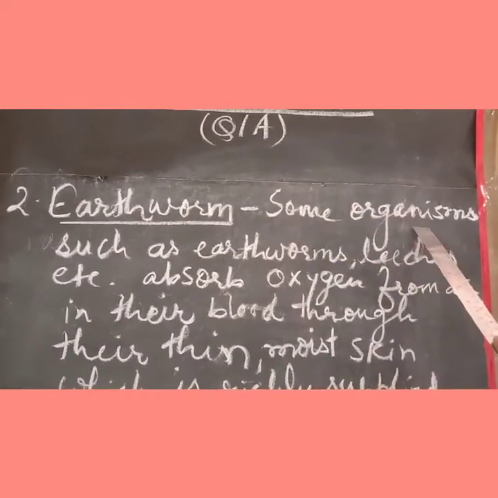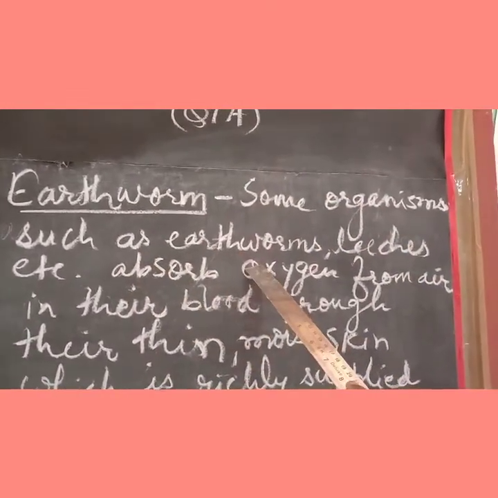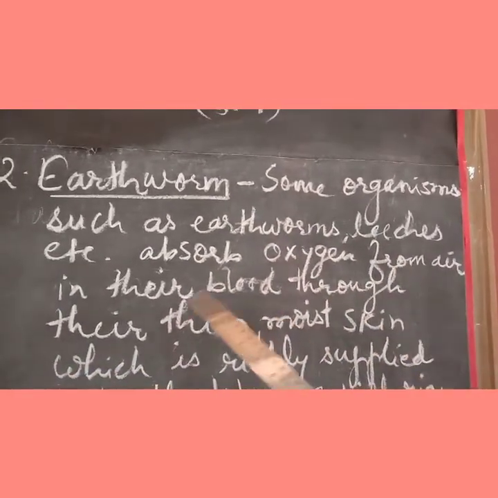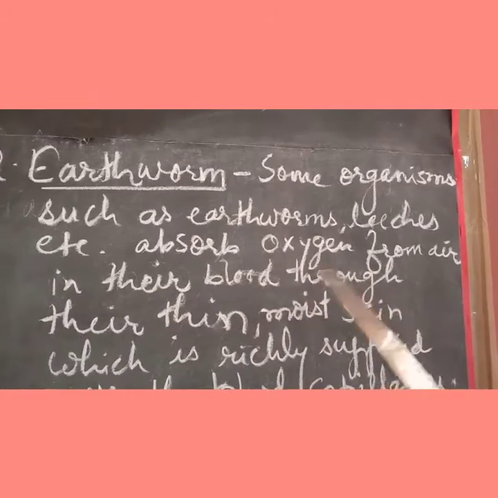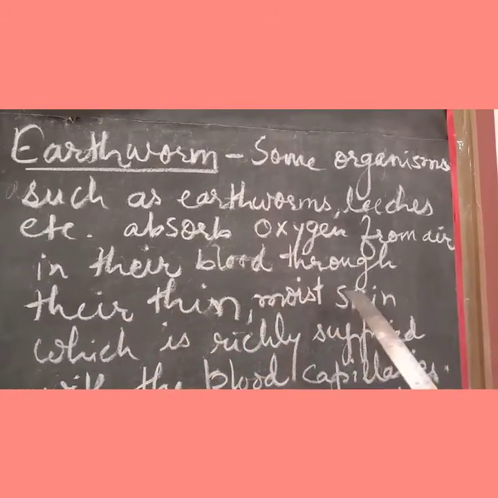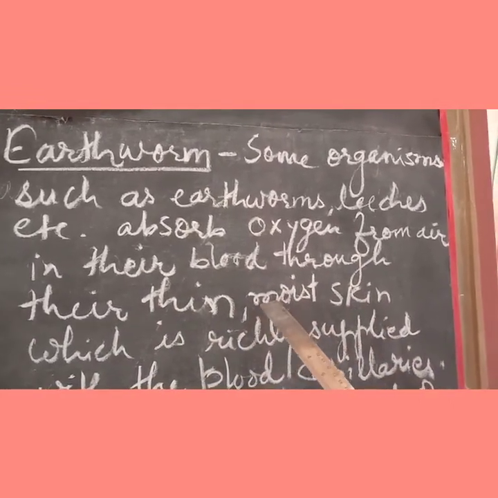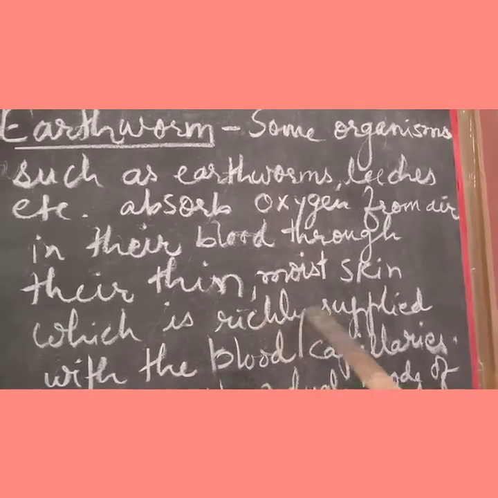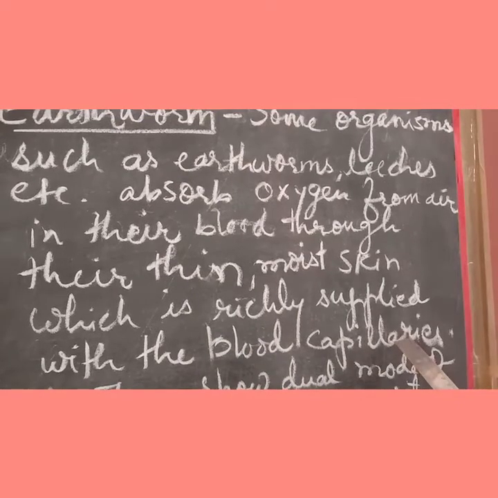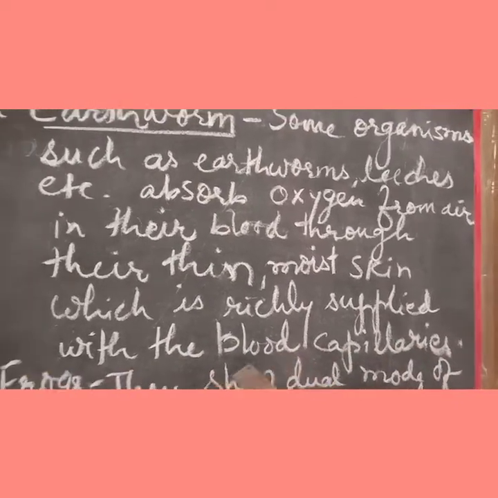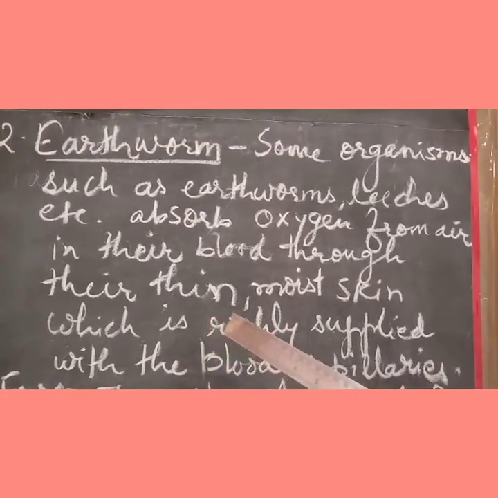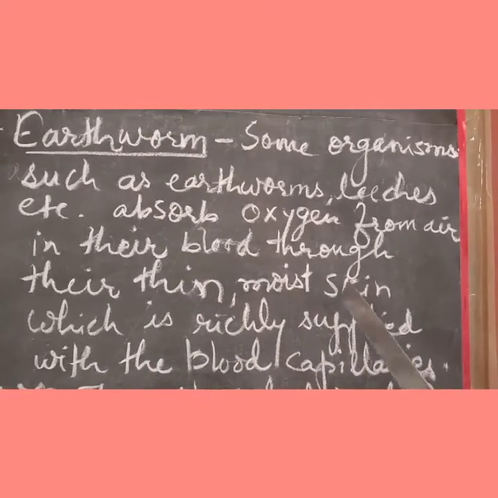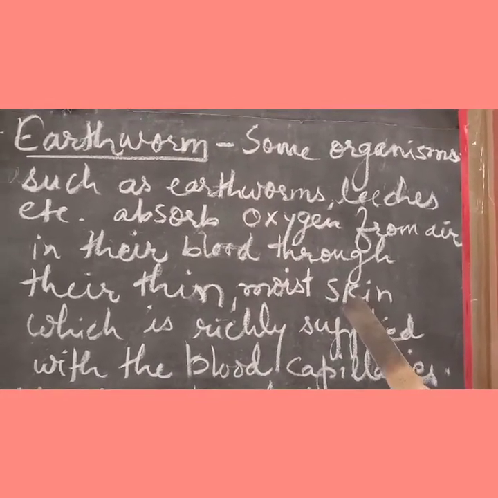Some other organisms such as earthworms, leeches, etc. absorb oxygen from air in their blood through their thin, moist skin. Their skin is extremely thin, moist, and richly supplied with blood capillaries. And similarly, they release carbon dioxide also through their skin itself into the atmosphere.